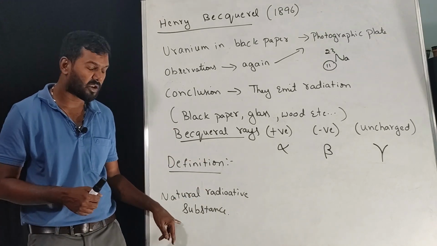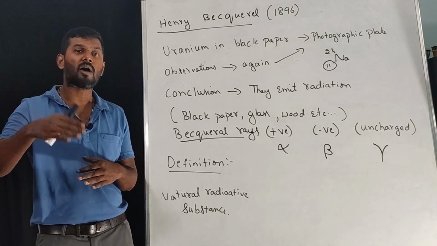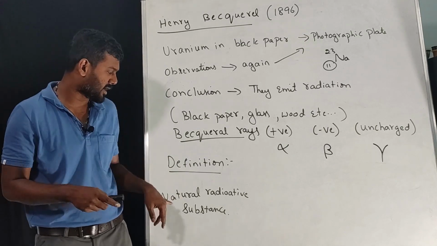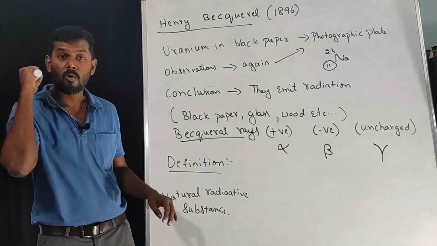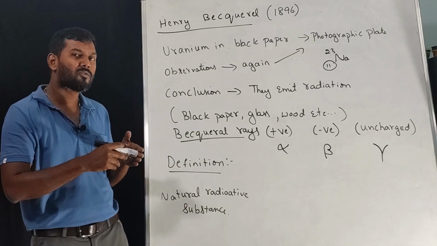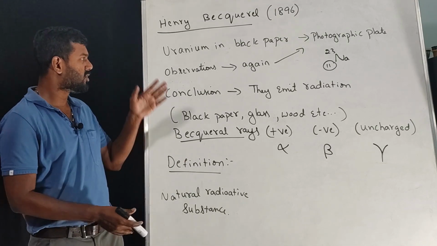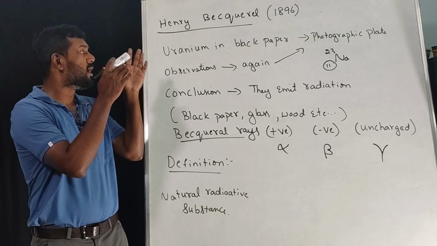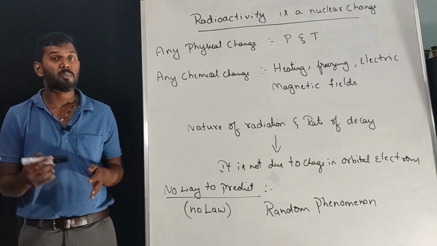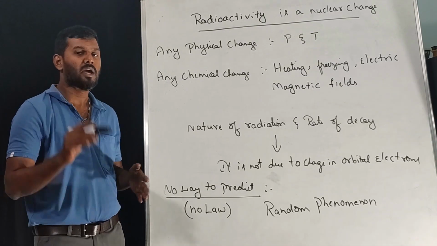So what do you mean by natural radioactive substance? The atomic number after 82 in a periodic table are considered as natural radioactive substances. Why? Because the number of neutrons is much more than the number of protons. So these are some basics about radioactivity, some important things about radioactivity.